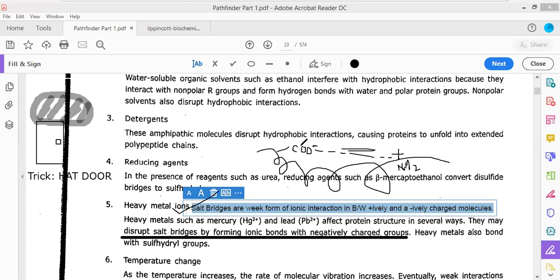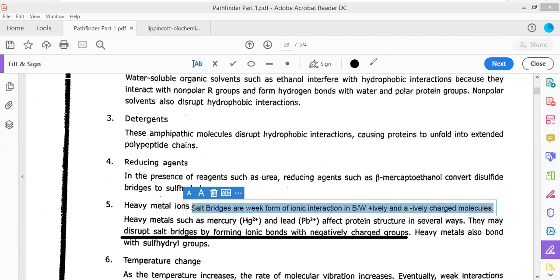A weak form of ionic interaction between a positively charged molecule and a negatively charged molecule is referred to as a salt bridge. In chemistry, you would have studied these types of reactions. These are two different half cells. If you remember, there was a bridge-like structure being produced here. This bridge-like structure was referred to as a salt bridge. There were electrodes attached here, and a bulb was attached, and the bulb began to glow. All this you have studied. That one was connecting the two half cells.